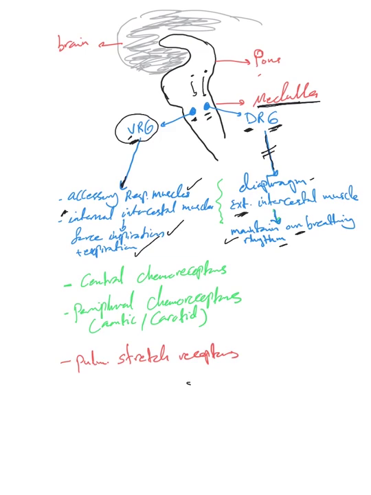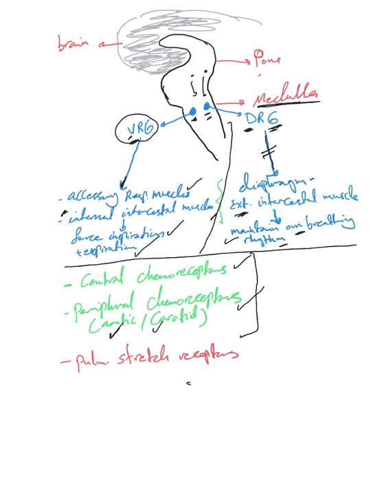It's very important to know that we have central chemoreceptors in our brain and peripheral chemoreceptors located in the carotid and the aortic arteries. The function of these receptors is to regulate our breathing, to send signals back to the dorsal respiratory group to regulate our breathing.